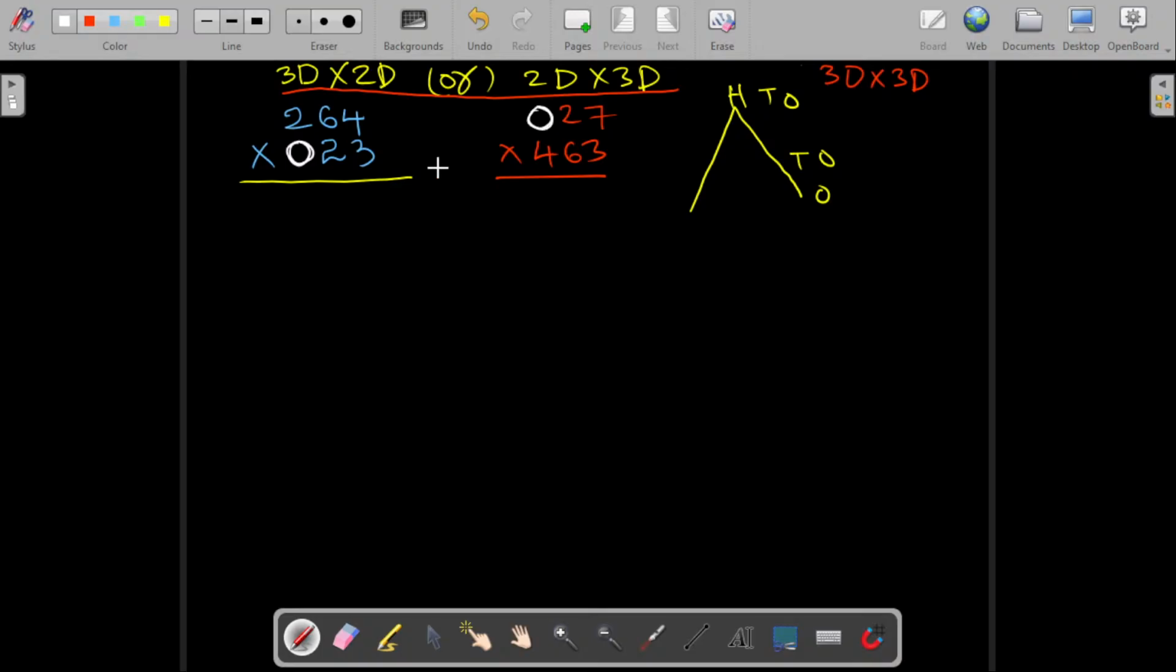By adding 0 before the multiplier or multiplicand, మల్టిప్లయర్ కానీ మల్టిప్లికెంట్ కానీ 0 యాడ్ చేయడం ద్వారా we can convert those 2D into 3D or 3D into 2D, converted as 3D into 3D. Remember that. So you can handle the ones place digit first, then ones and tens, then ones, tens and hundreds, then tens and hundreds, finally hundreds, like this. Is it clear, everyone?